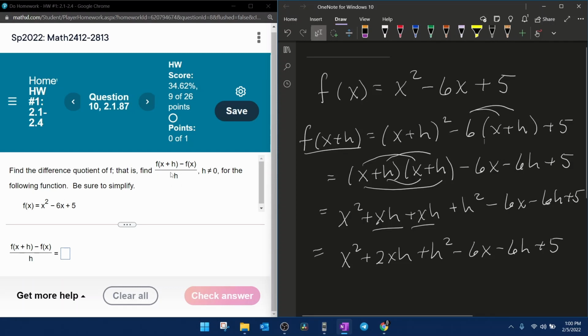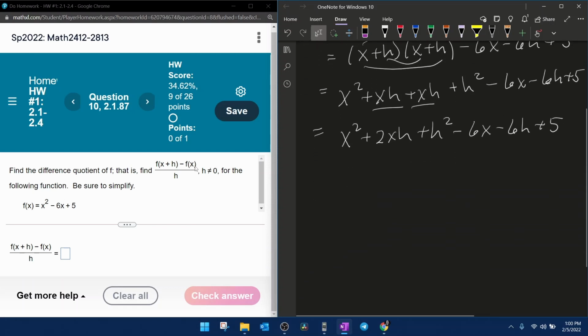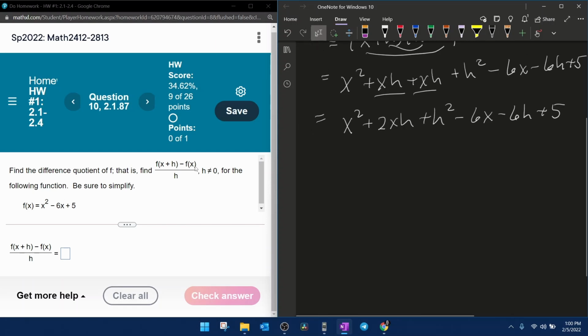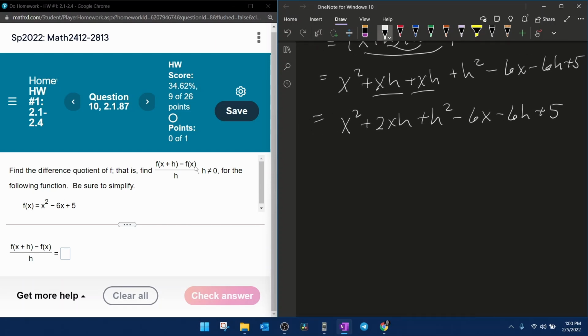Notice in the difference quotient, the next thing we need to do is subtract f of x. So if we take our result for f of x plus h and subtract f of x, let's write it like this, minus f of x is x squared minus 6x plus 5.